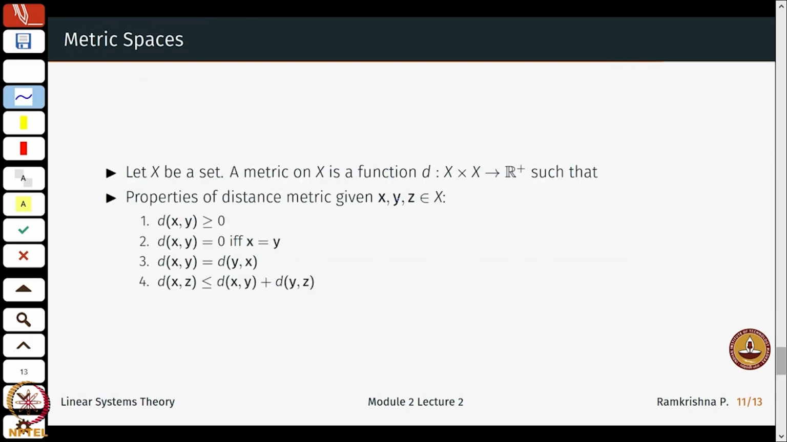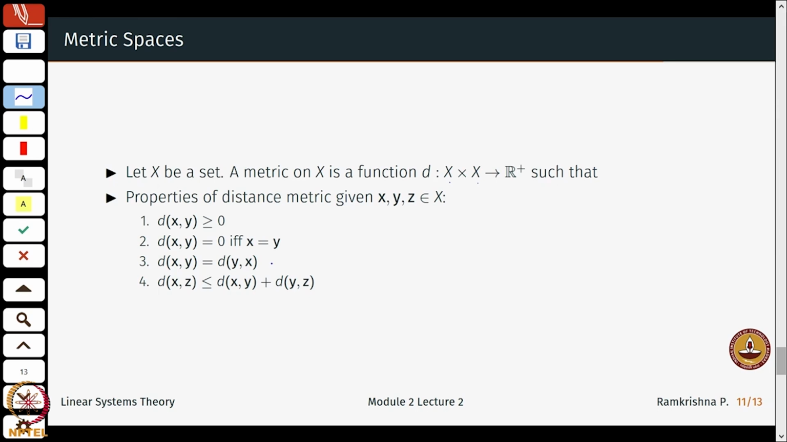Now, something which is a generalization of a normed vector space. If somebody is familiar with a course on topology, they would have encountered things like this, metric spaces. So, let us start with the set X. A metric on X is a function defined on X cross X to R plus, such that the properties of the distance are maintained. I am just defining a distance between 2 points.